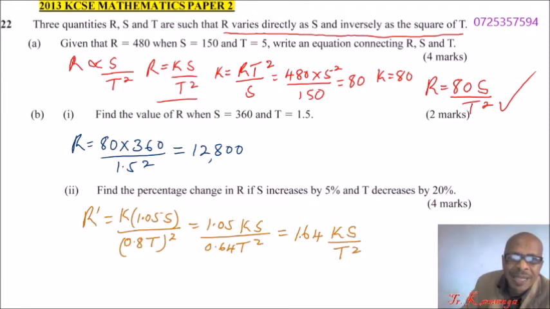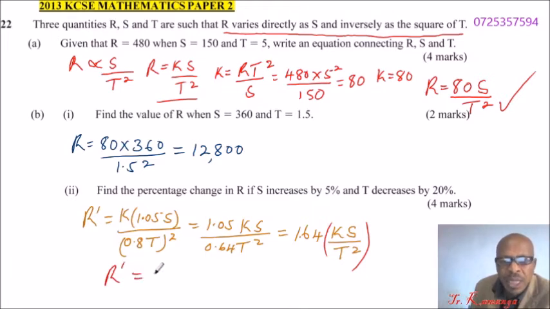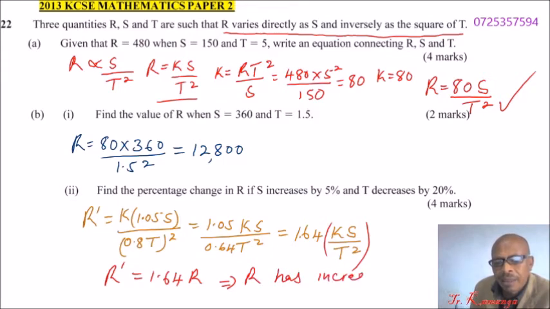So you realize here, this part here is the same as our r here. They are the same here. So what you do is you say the new r will be 1.64 of the old r, implying that r has increased by 64%. So that's how you work out that question.